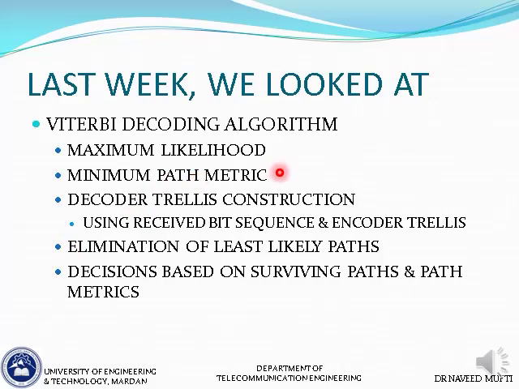And in order to accomplish Viterbi decoding, we first need to have a decoder trellis. So that's the first thing we construct. And in order to construct the decoder trellis, we need two things. We use the received bit sequence and the encoder trellis, because the receiver has prior knowledge of the encoder trellis, so it uses that as a reference, and then based on comparison with the received sequence, it is able to generate a decoder trellis.